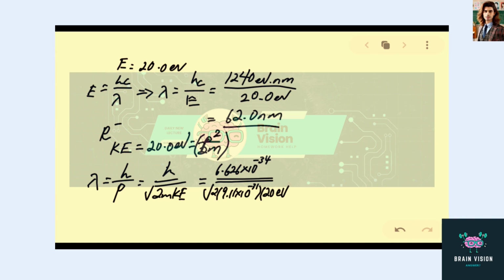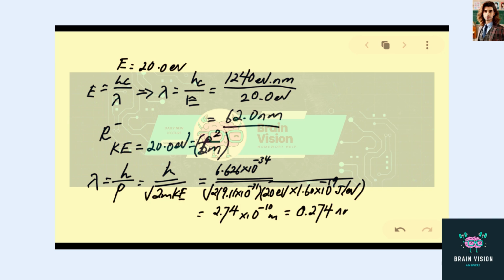To convert the 20 eV into joules, we multiply by 1.6 times 10 to the power minus 19. Right, and we should get a wavelength of about 2.74 times 10 to the power minus 10 meters, or just 0.274 nanometers.